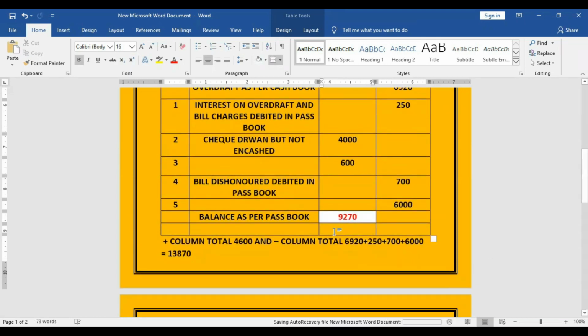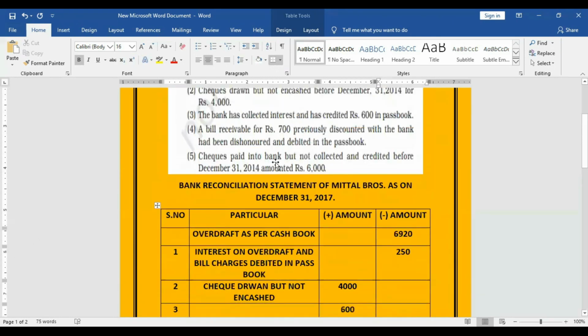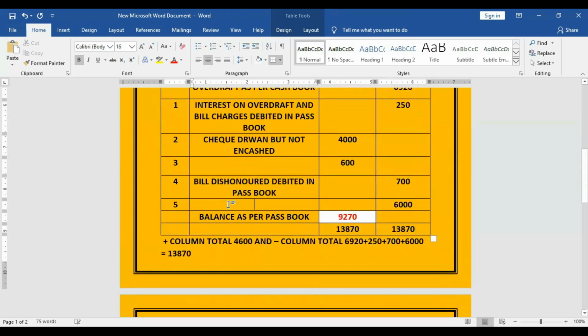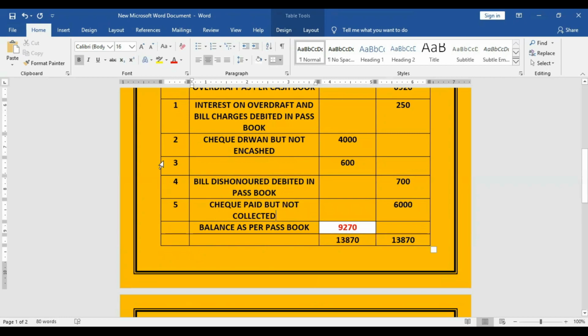Total is 13,870. Fifth one reason is cheque paid but not collected. So that's all. Thank you.